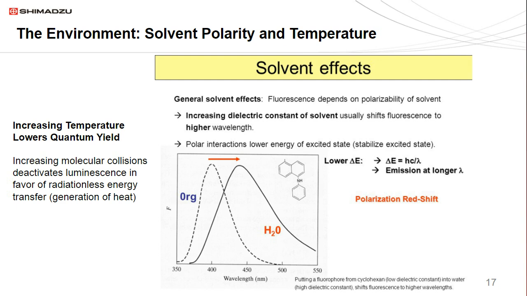Solvent is something else that can change the fluorescence wavelength. Here you see a compound going from an organic solvent to a highly polar water solvent, and this shows you an example of polarization redshift. The more polar the solvent, the more you will shift it into the red. So you may want to watch out for this if you're doing solvent studies. You will see your peak move around as a function of solvent polarity, with it moving to the red with the more polar the solvent.